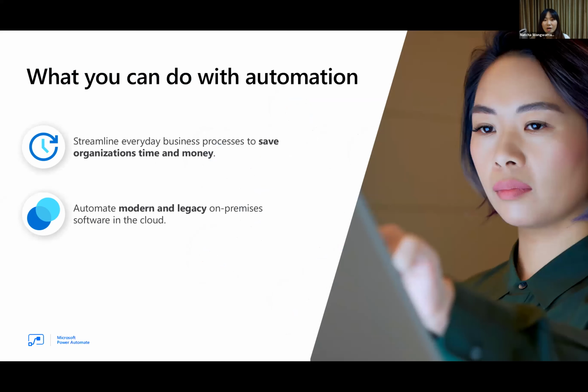Now, what can you do with automation? Automation can deliver organization-wide impact. With automation, you can streamline everyday business processes, securely scale and maintain governance of data, and bridge gaps between modern and legacy applications, as well as in-house applications and cloud software.